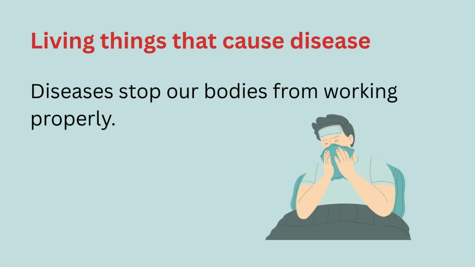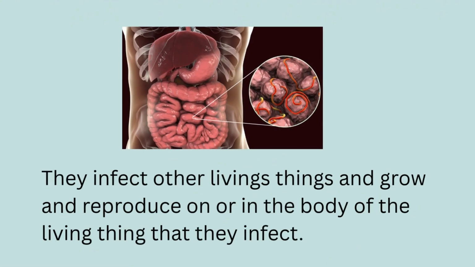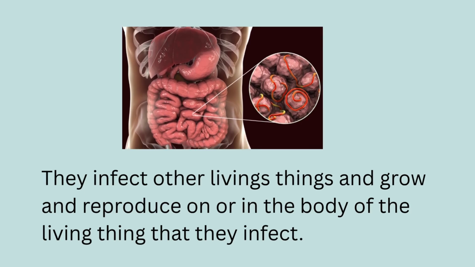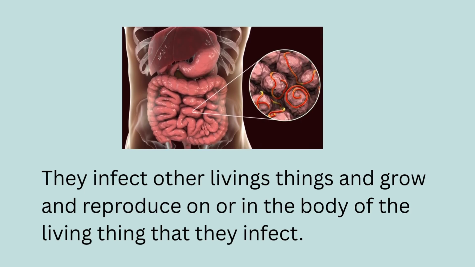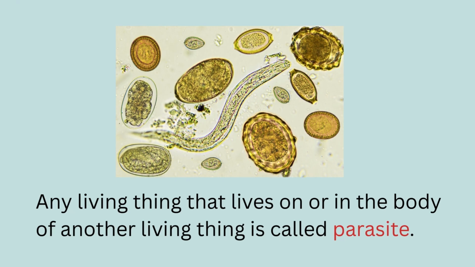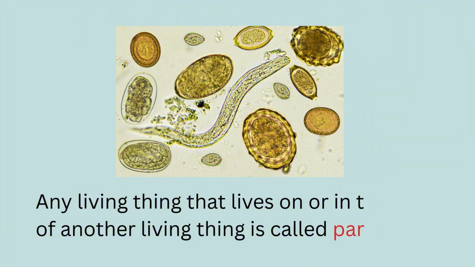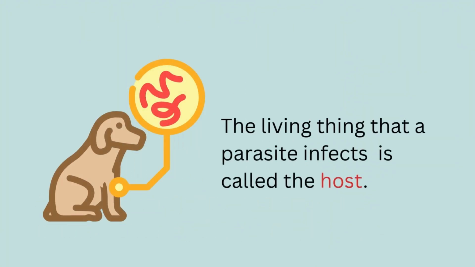Living things that cause disease. Diseases stop our bodies from working properly. There are different kinds of living things that cause disease. They infect other living things and grow and reproduce on or in the body of the living thing that they infect. Any living thing that lives on or in the body of another living thing is called a parasite. The living thing that a parasite infects is called the host.